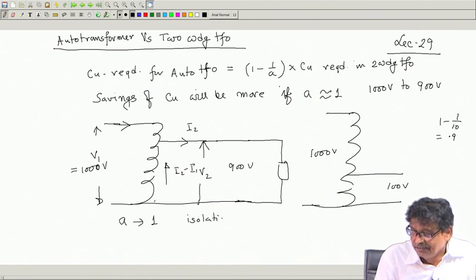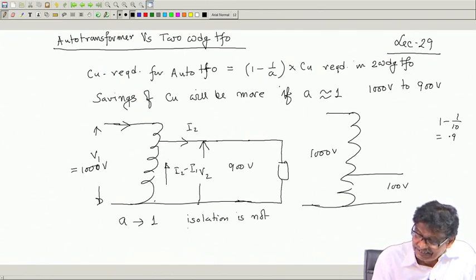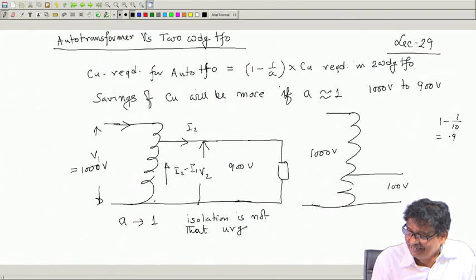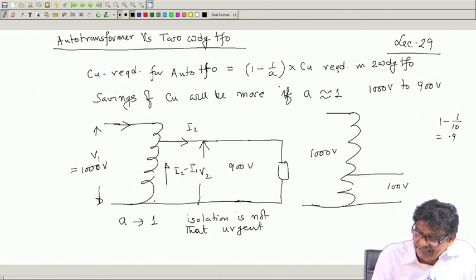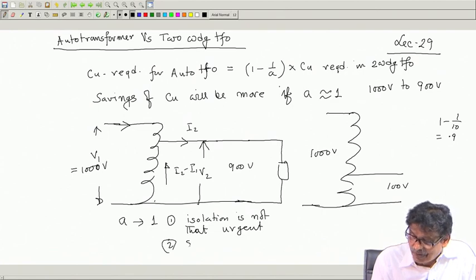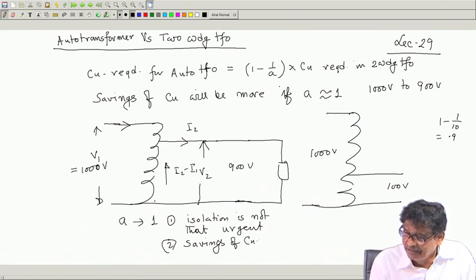isolation is not that urgent. This is one, and the second thing is that savings of copper is substantial.